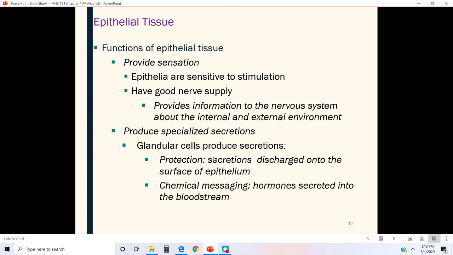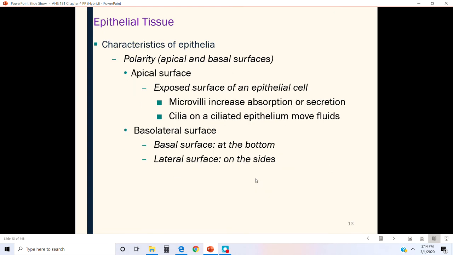And then sometimes glands will produce chemical messaging. This is hormones that are secreted into the bloodstream, right? So hormones from our thyroid gland are released, they're coming from epithelial cells in the thyroid. Okay, so those are the main functions that I'd like you to know.